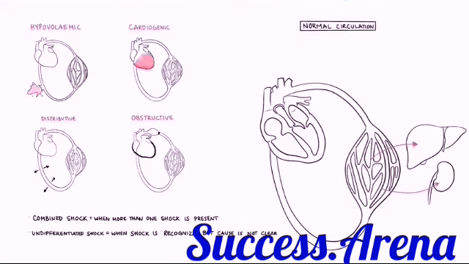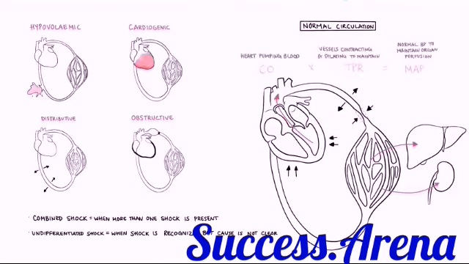Here is a schematic diagram representing the body circulation. The heart pumping blood around the body and the vessels contracting and dilating to maintain a normal blood pressure and organ perfusion. Remember the important relationship: mean arterial pressure is equal to cardiac output multiplied by total peripheral resistance.